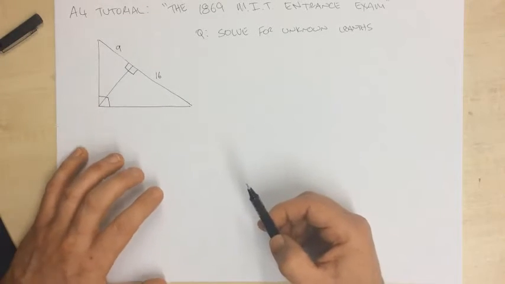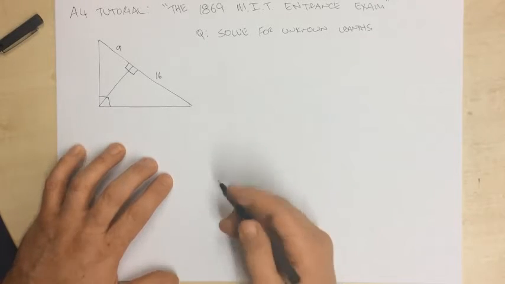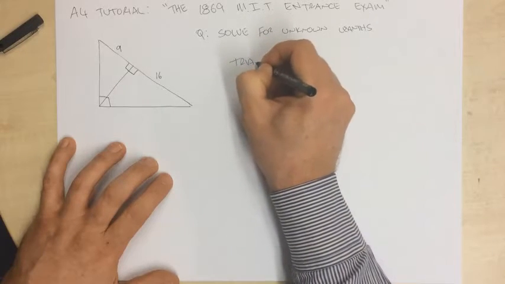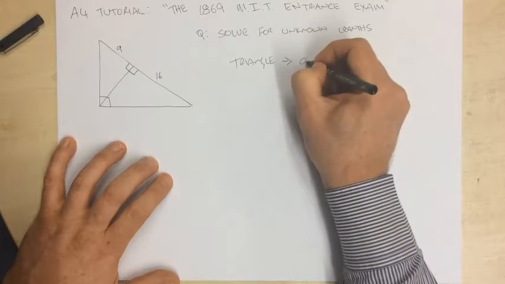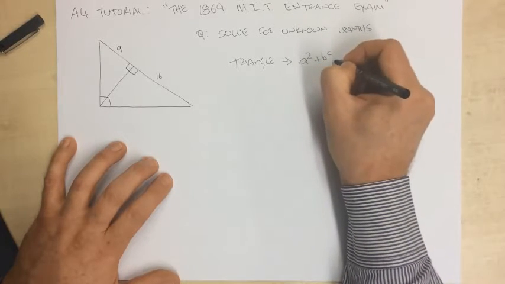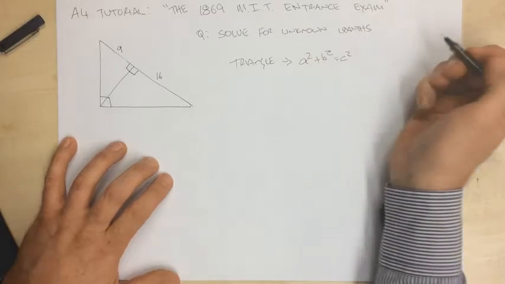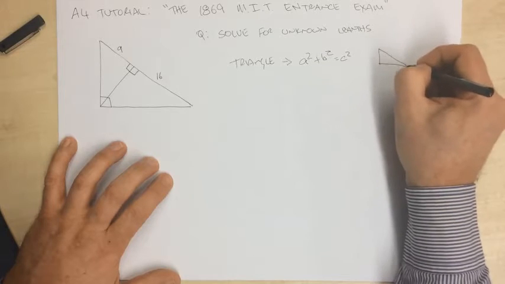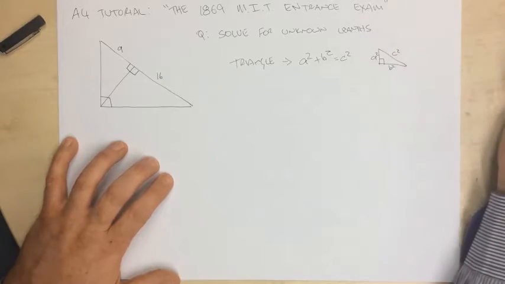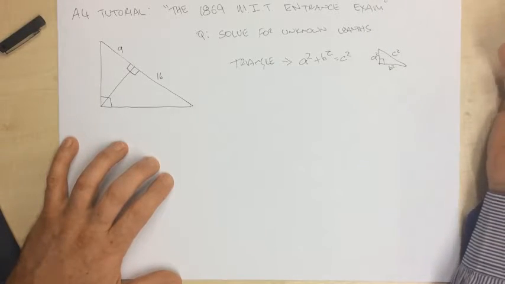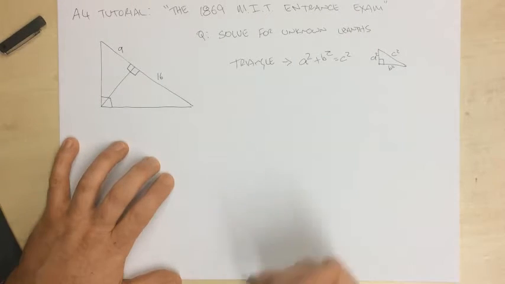The path to solving this sort of problem is almost a Pavlovian response. Whenever you see a right angled triangle, you should be thinking a squared plus b squared equals c squared. Now, with this bit of knowledge, we can solve this, and it's quite a straightforward thing to do.